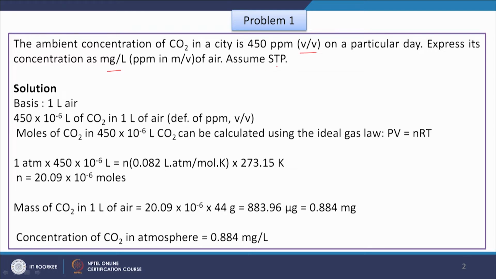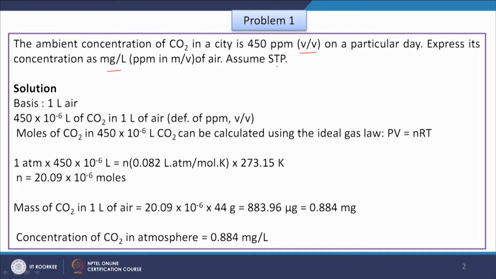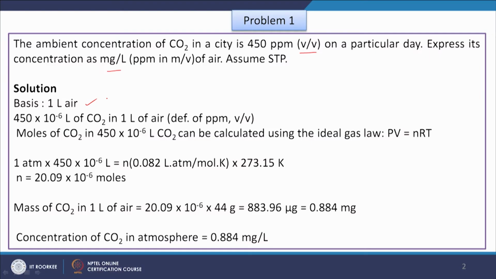So, this is a very simple question which is associated with the change of unit and the concept of ppm, in one case volume by volume and in other case mass by volume. So, that conversion we have to do. So, let us take a basis, that is 1 liter air. So, what will be the carbon dioxide? It is 450 ppm volume by volume.